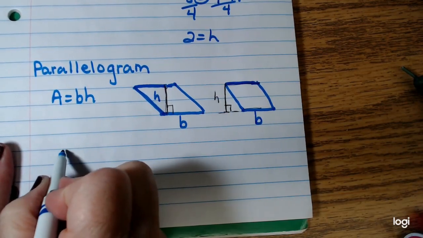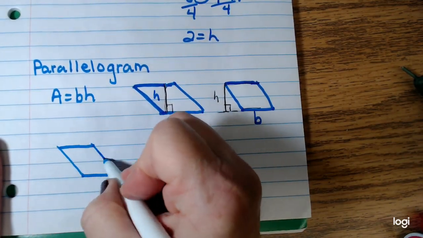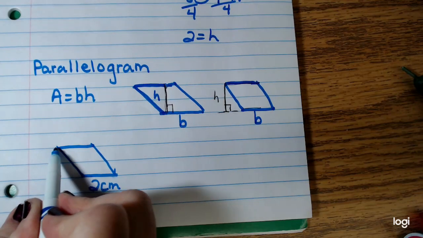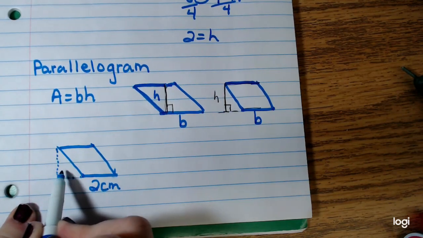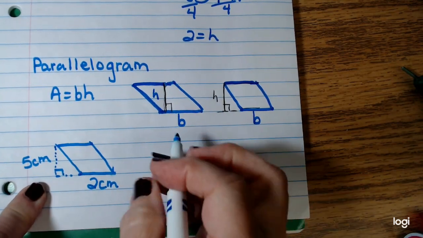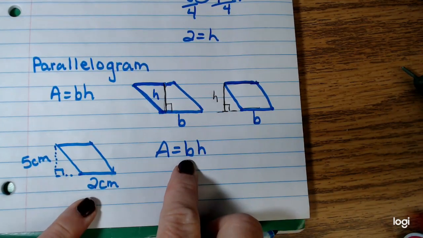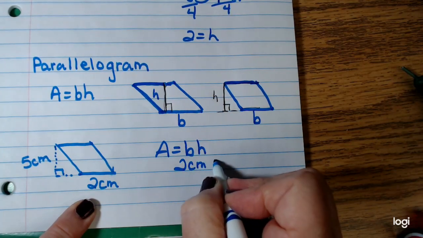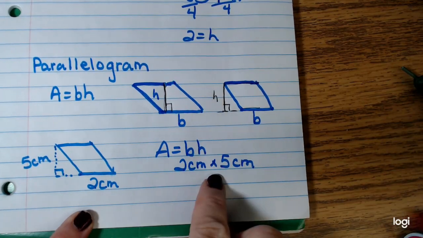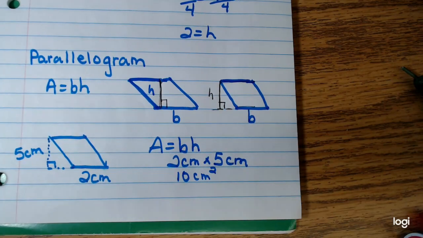Once you know what your base is and your height, you can substitute in for your formula. So for example, if I gave you this parallelogram, and I told you that your base is 2 centimeters, and over here we'll make our right angle, and your height is 5 centimeters, you would take your formula, area equals base times height. We would substitute 2 centimeters for the base and 5 centimeters for the height. We know that 5 times 2 is 10, and centimeters times centimeters would be centimeters squared.